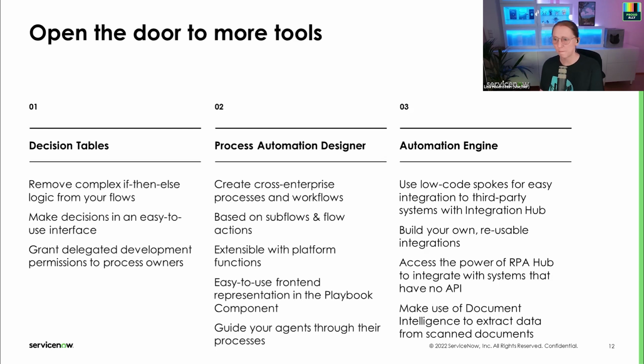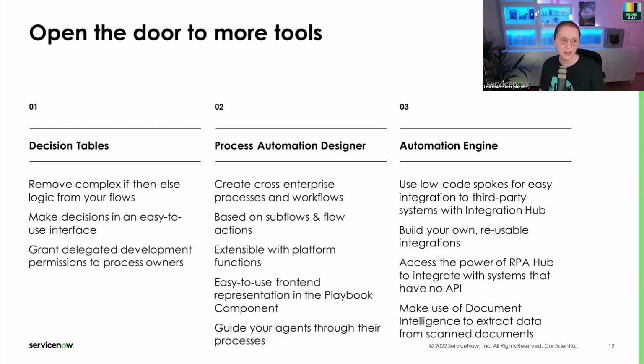And then the third part is Automation Engine. So Automation Engine brings you the power of 3 products now to allow you to automate integrations and document processing. You likely know Integration Hub already, which is there to have integrations provided by ServiceNow to third-party APIs. And you can also create your own custom integrations.